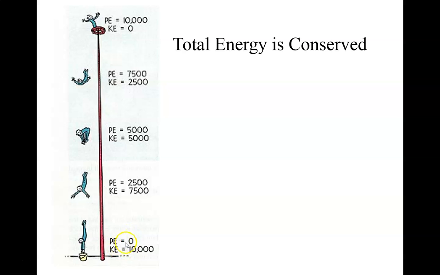And just before they hit the ground, they have 0 joules of potential energy, and all of their Bernabo dollars of energy are in kinetic energy. They've got 10,000 joules of kinetic energy. So the total amount is conserved. The total amount stays the same.